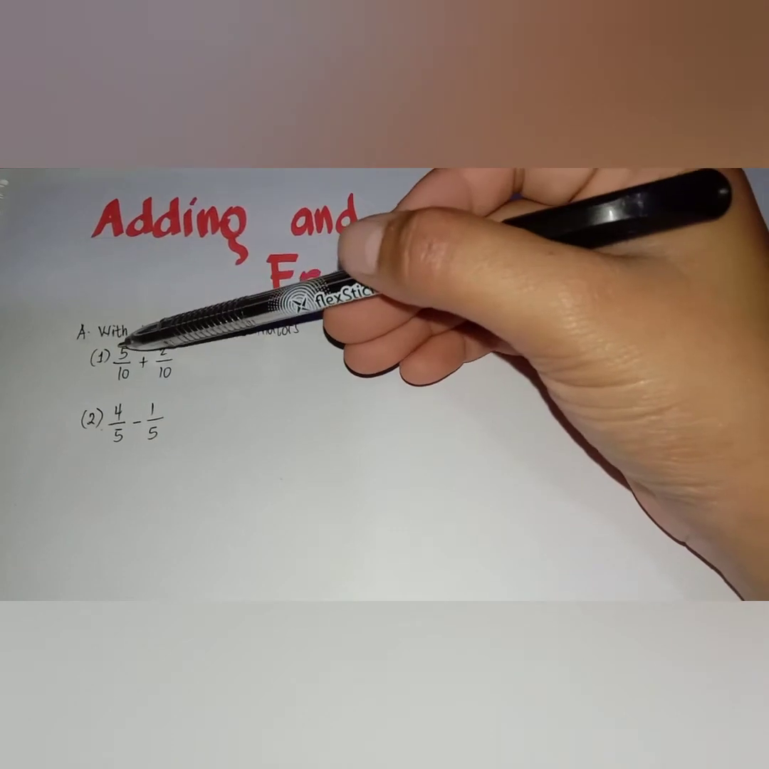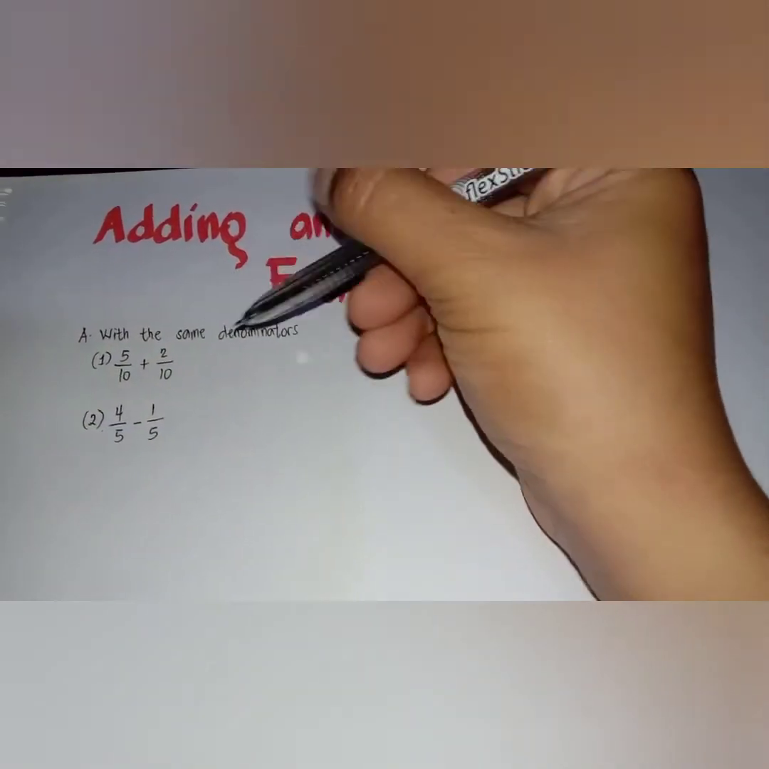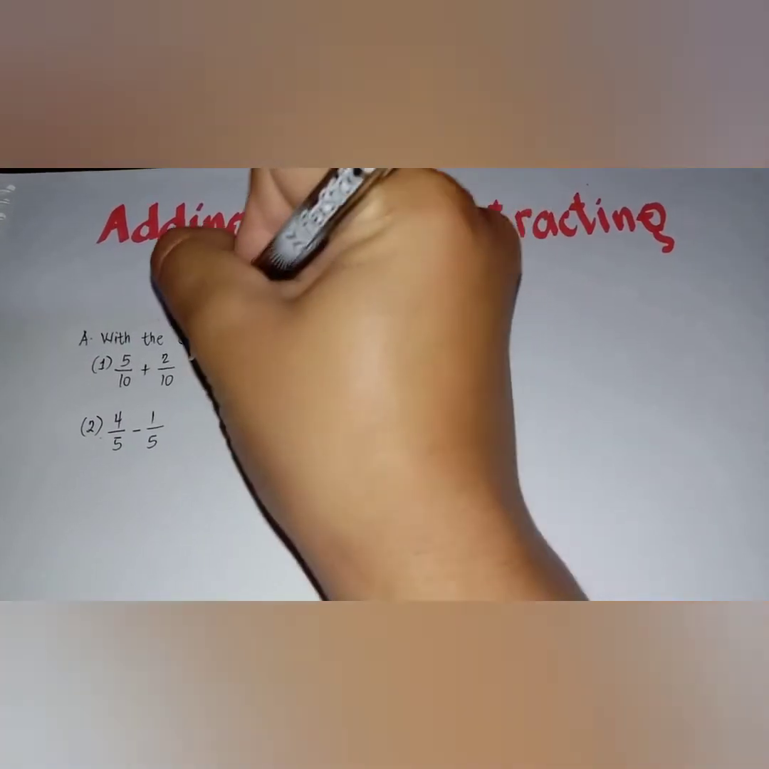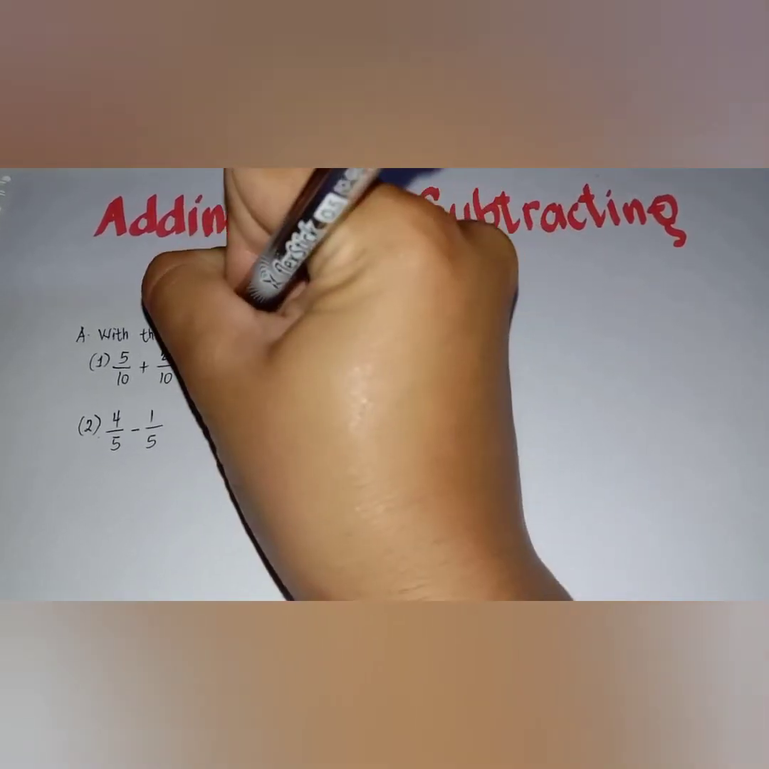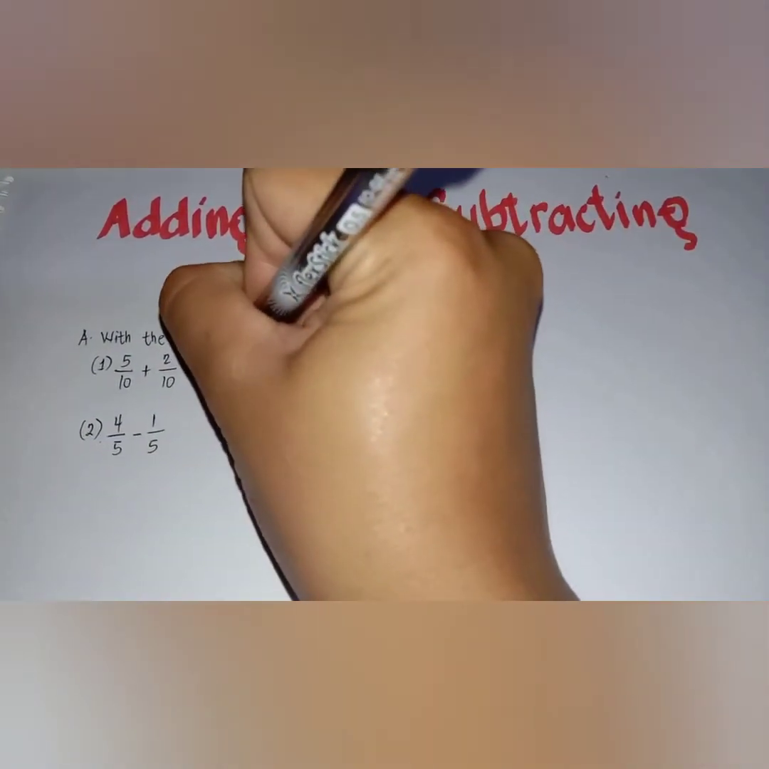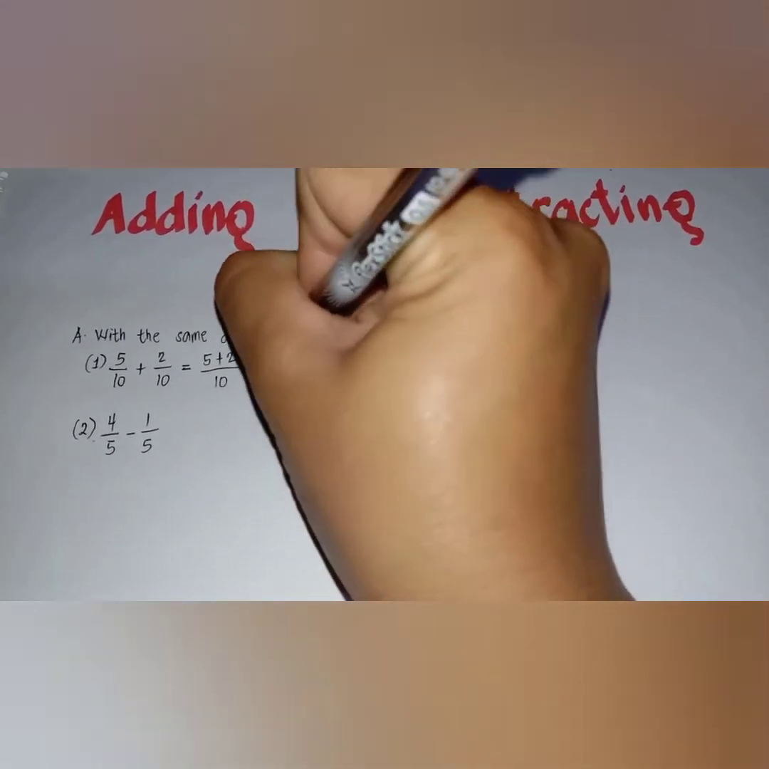When adding fractions with the same denominators, just simply add the numerators and copy the denominators. So, 5 plus 2, copy the denominator, which is 10. The answer is 7 over 10.